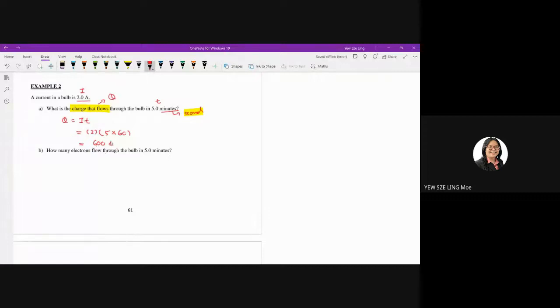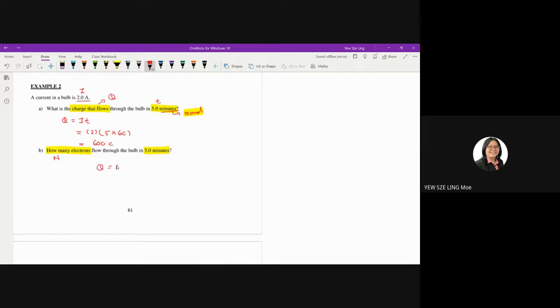Now, question B asks how many electrons flow through the bulb. It is asking for N, the quantity of electrons that flow through the bulb, again in 5 minutes. So this 5 minutes is very important. If it is not 5 minutes, then you have to recalculate Q. But now, because it mentions 5 minutes, and from the previous question we have Q for 5 minutes, we can still use the Q from question A.